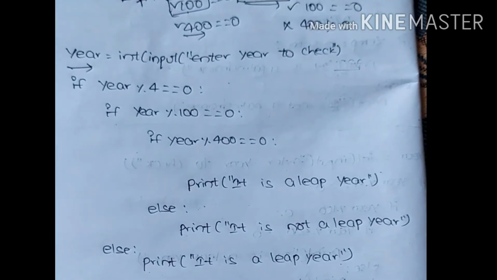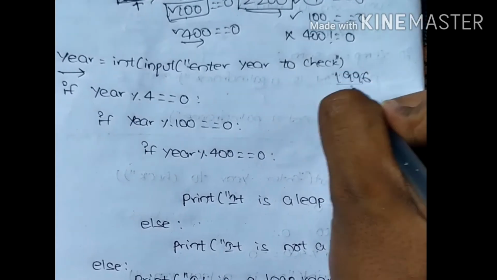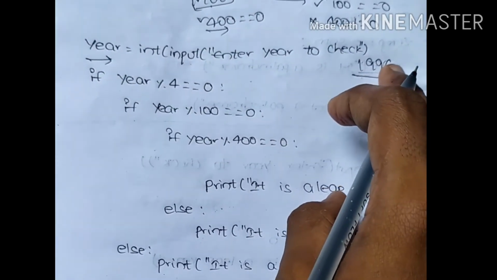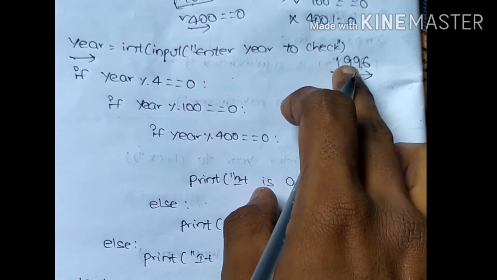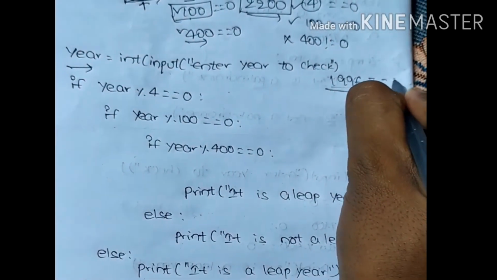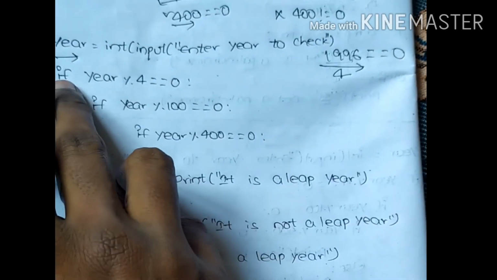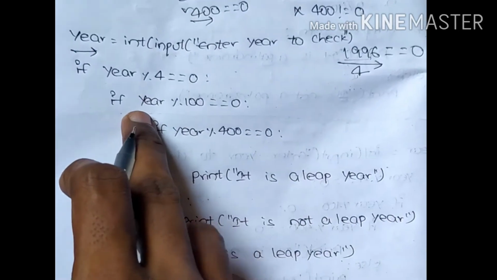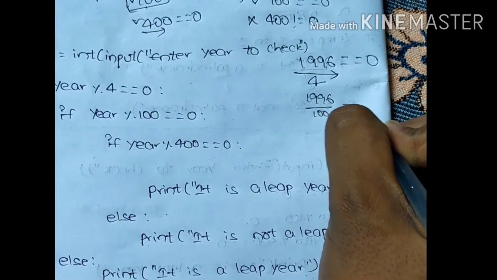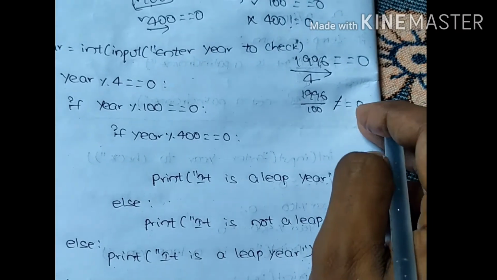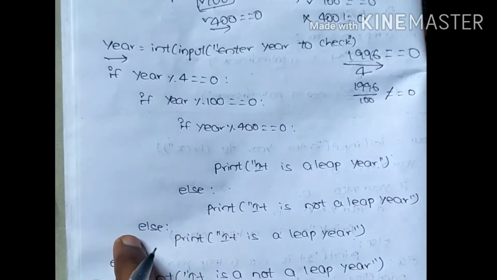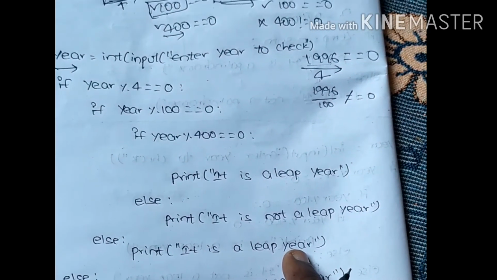Here, if we consider the example of 1996, when the user gives the year 1996, it checks the first if condition: the year is divisible by 4, and we get the remainder equal to 0. Yes, this condition is satisfied. Then it comes to the next condition: if the year is divisible by 100. It is clear that 1996 is not divisible by 100, so we will not get the remainder equal to 0. Then it won't enter this if condition. It goes to the else condition and prints it is a leap year. Yes, 1996 is a leap year.